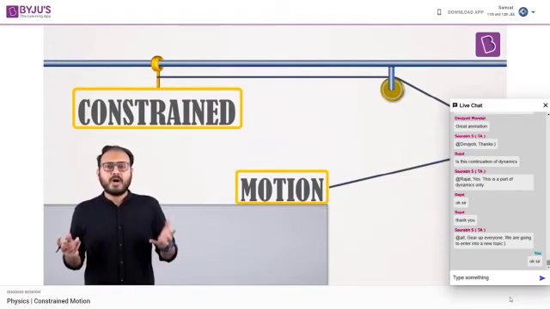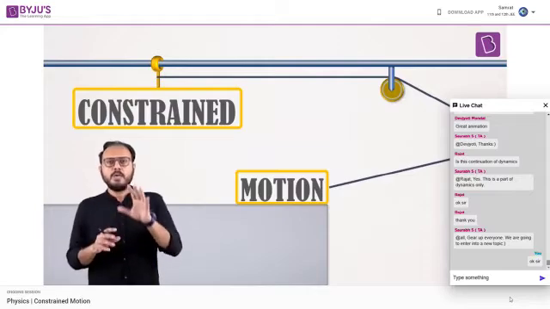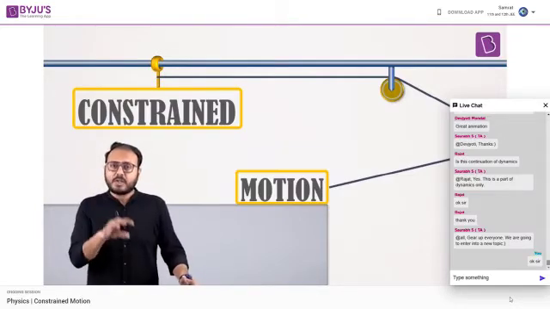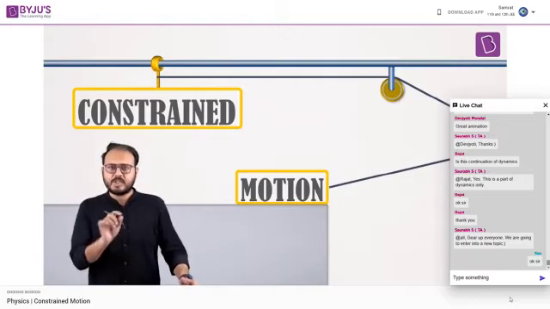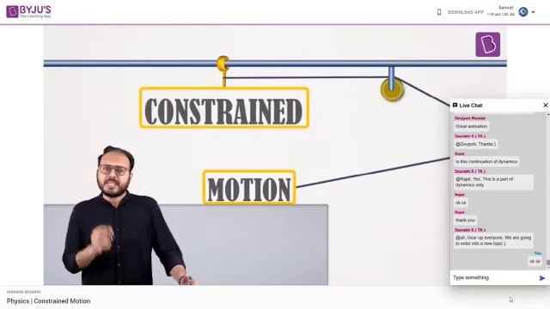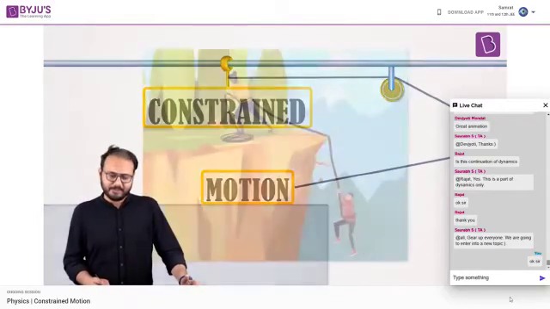Fancy word alert. What is constraint? Constraint means restriction. When you apply a restriction on a system or a part of a system to behave in a certain way, it is called constrained motion. I'll leave you with a picture and the idea before I go ahead into the math part of it.